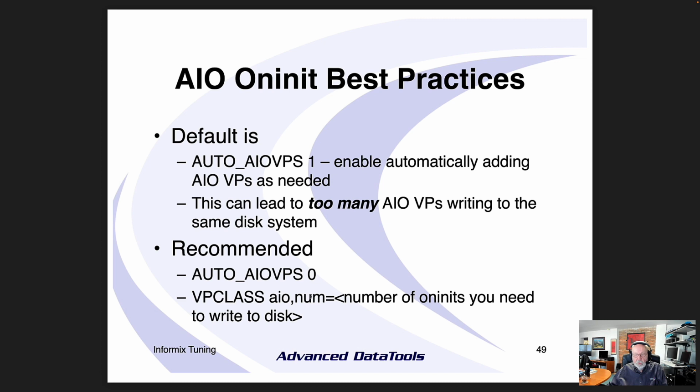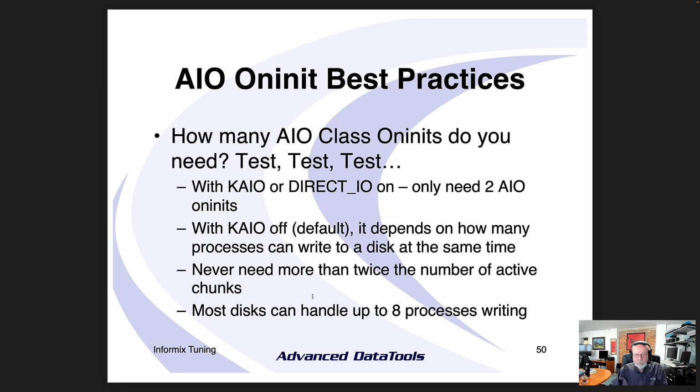I'm a big advocate of turning off auto AIO VPs and manually configuring the number. And you have to test what the best number is. If you have KAIO on or direct IO on, you probably only need 2 or 3 or 4. If you don't have KAIO on or direct IO on, you probably don't want more than 2 per active chunk. And that's sort of my benchmark.